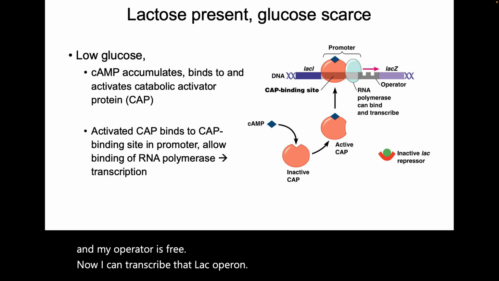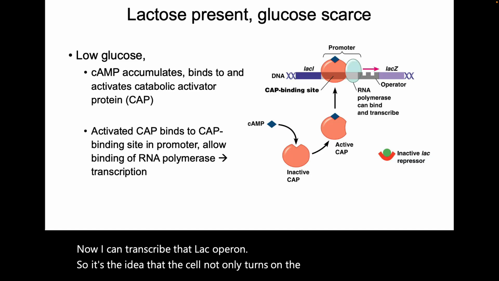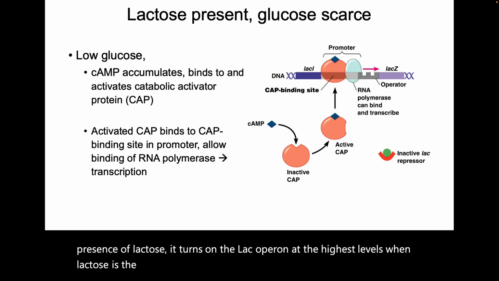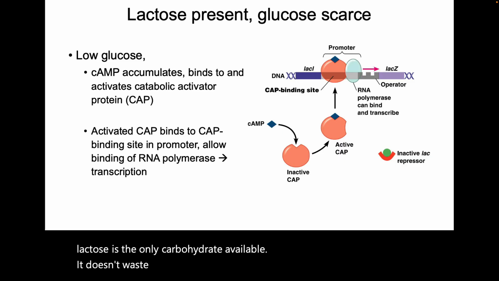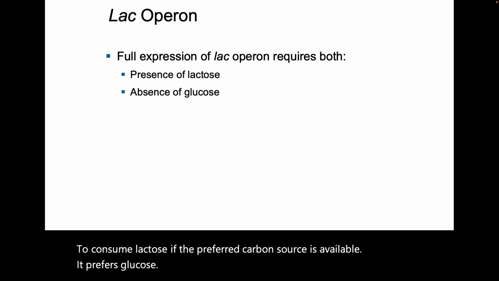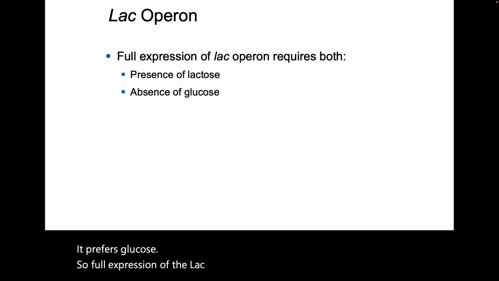So it's the idea that the cell not only turns on the Lac Operon only in the presence of lactose, it turns on the Lac Operon at the highest levels when lactose is the only carbohydrate available. It doesn't waste its energy to consume lactose if the preferred carbon source is available. It prefers glucose. So full expression of the Lac Operon requires both the presence of lactose, but the absence of glucose.